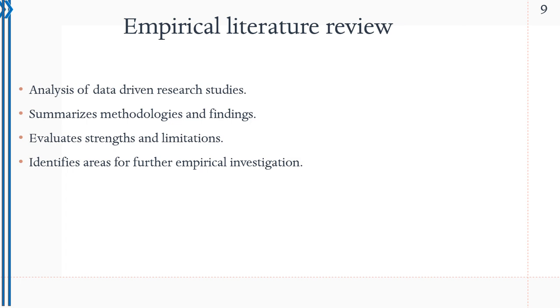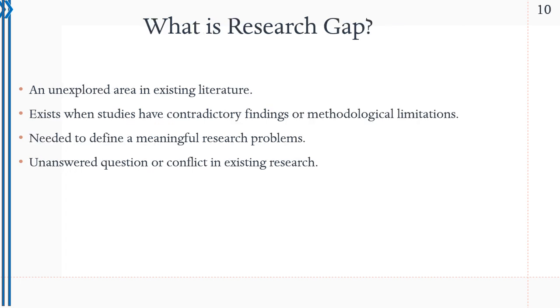Empirical review evaluates the methodologies, findings, and limitations of these studies. Its purpose is to summarize the evidence based on research questions, identify consistent findings and the strengths of evidence, and search the areas where further empirical investigation is needed. And the next slide is about what is a research gap.